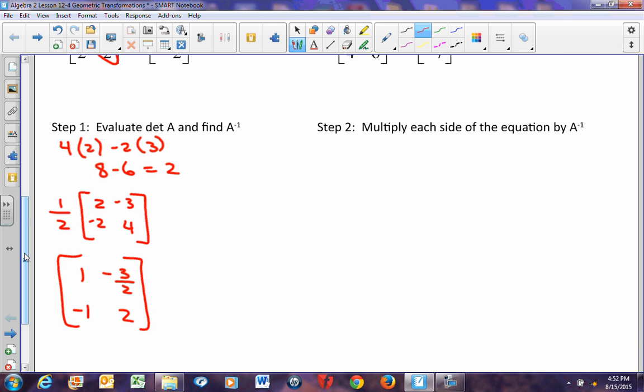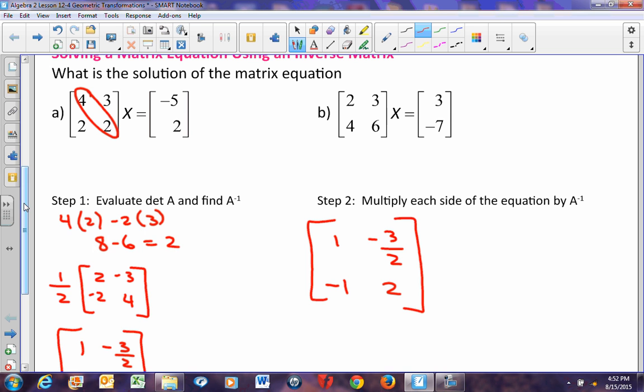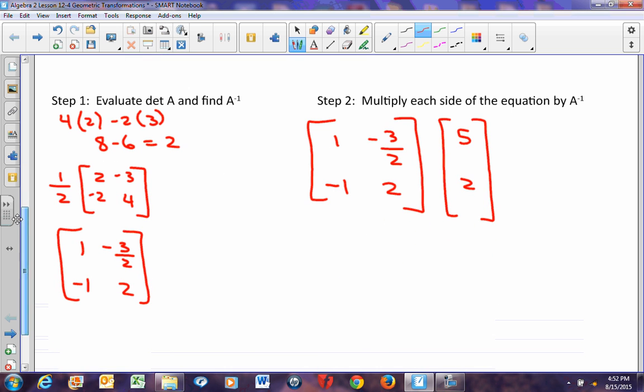Now multiply each side of the equation by that inverse matrix. By multiplying it by the left side, all I end up with is X. By multiplying it by the right side, I will have 1, negative 3/2, and then negative 1, 2. And I'm going to multiply that by my original right-hand side here, which was negative 5, 2. And we're going to do it by hand because it's fairly simple computation.